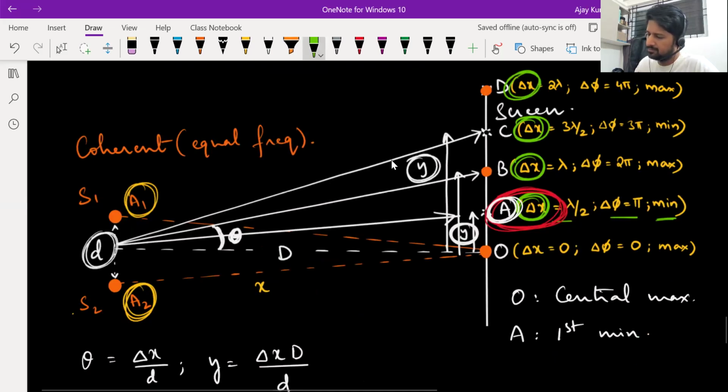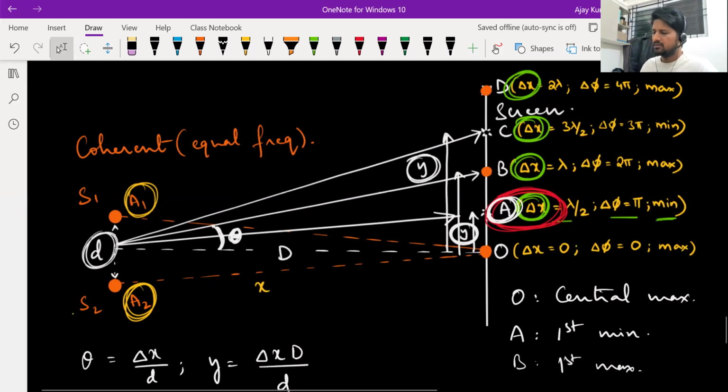So A is the first minimum, B will be the first maximum. Sometimes they call it the first secondary maximum. The central maximum is the primary maximum. All other maxima are called secondary maxima. So B is the first secondary maximum, D is the second secondary maximum. All other bright bands except the central one are secondary maxima. These names you'll have to remember. So A is the first minimum, B is the first maximum, and so on.